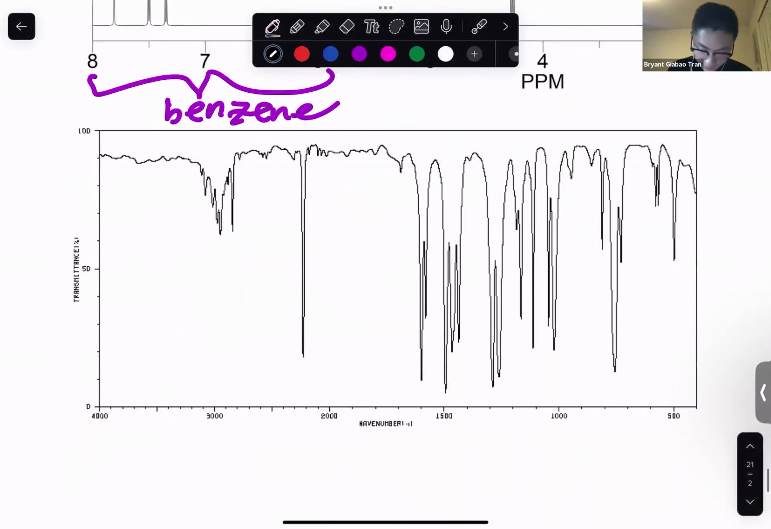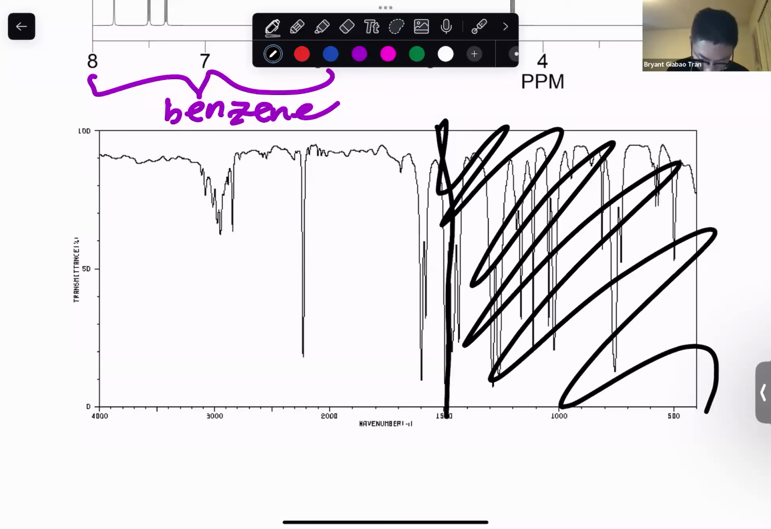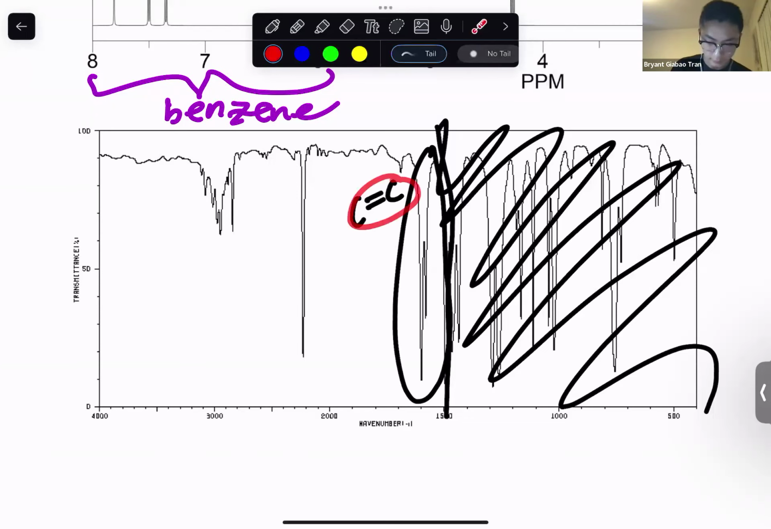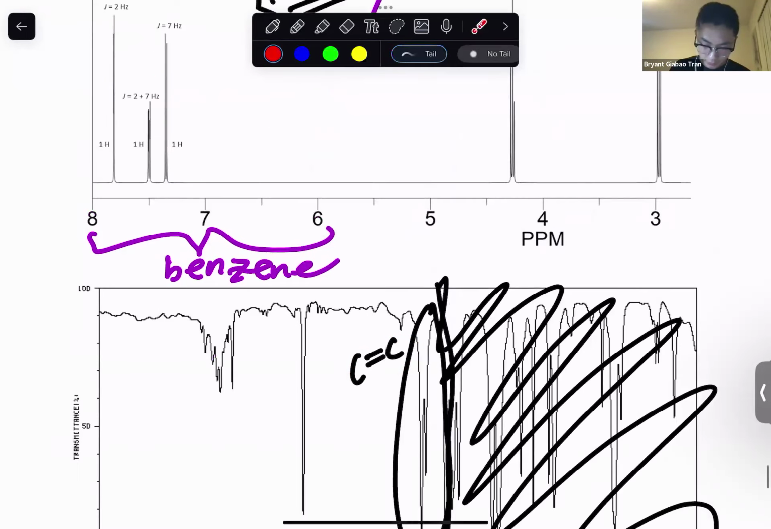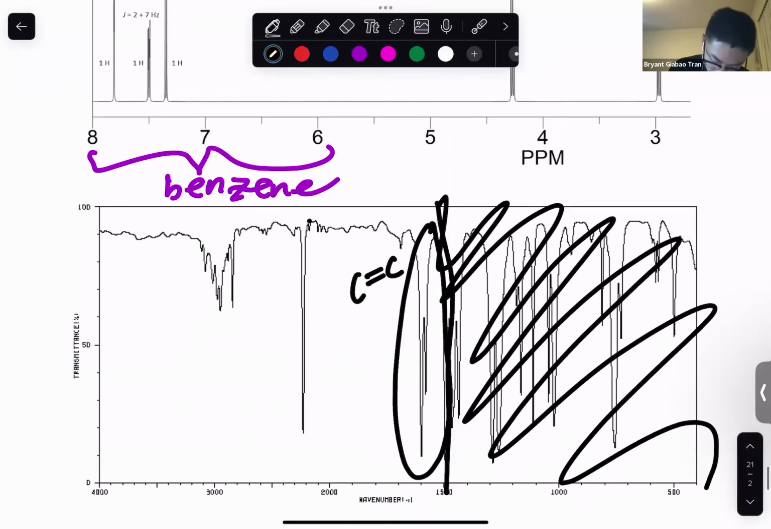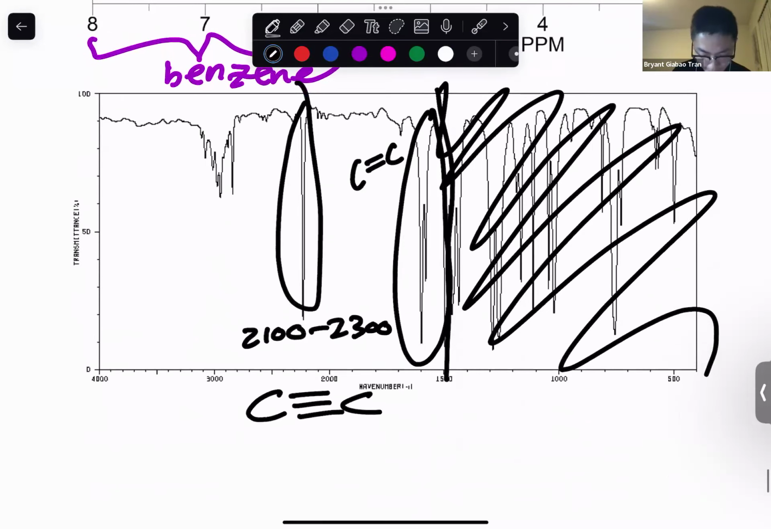Okay, the next thing I do is look at the IR. Ignore the fingerprint region. This 1600 peak here is the alkene C double bond C peak, which are going to be the C double bond Cs of the benzene here. This sharp peak here, around 2100 to 2300, is the triple bond region. So we either have an alkyne, C triple bond C, or a nitrile, C triple bond N.